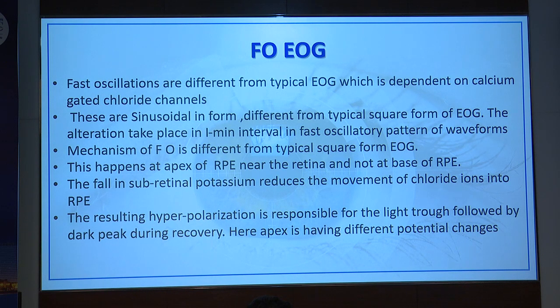This happens actually at the apex of RPE, near the retina, and not at the base. So a fall in subretinal potassium reduces the movement of chloride, and this results in hyperpolarization. And what happens in this is that there is a trough in the light phase and a peak in the dark phase. Usually in slow oscillation EOG, normally there is a peak in the light phase and a trough in the dark phase. Here it is reversed.